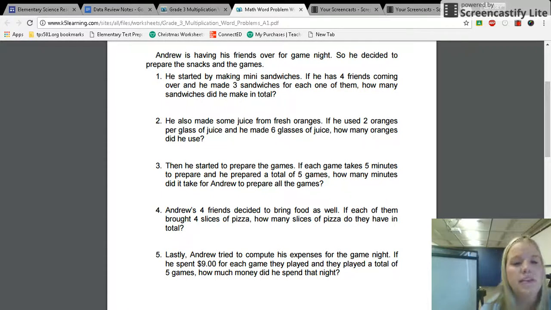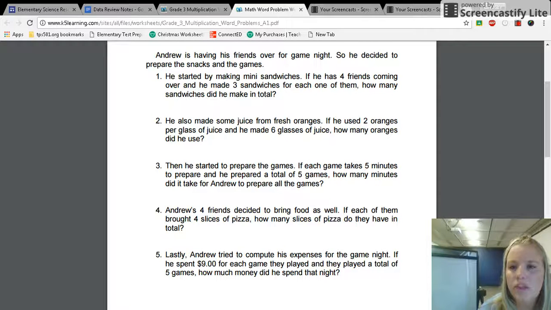So, the example you can see at the top of your screen, it says Andrew is having his friends over for game night. So he decided to prepare the snacks and the games. So we're going to work through a couple of these problems and see what we can do. So number one, it says he started by making many sandwiches. He has 4 friends coming over, and he made 3 sandwiches for each one of them. How many sandwiches did he make in total?